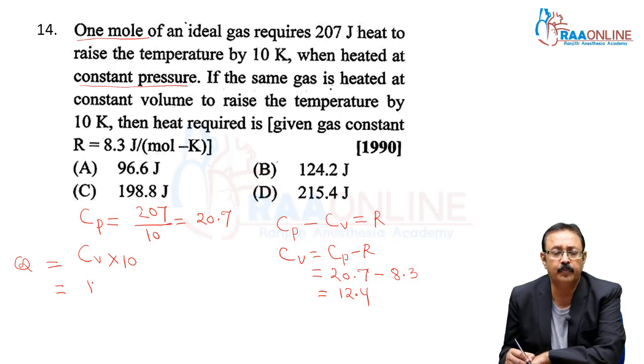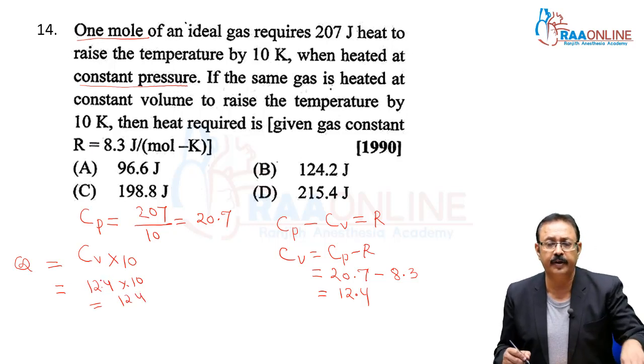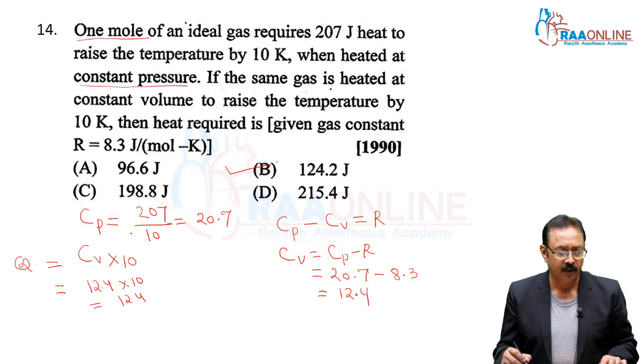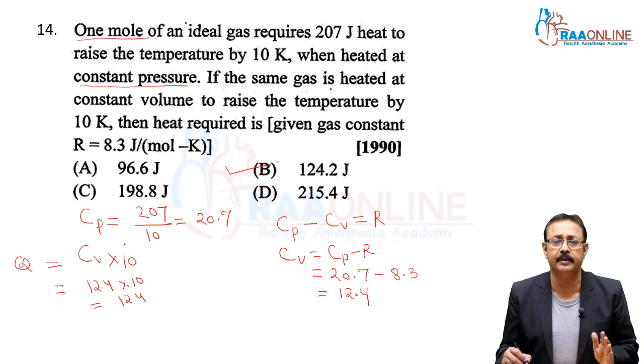So what energy is required? Cv, 12.4 into 10, it should be nearly 124. What is it? 124. So we are going with option B. So the problem was not very tough, only on the basis of the definition of Cp and Cv.